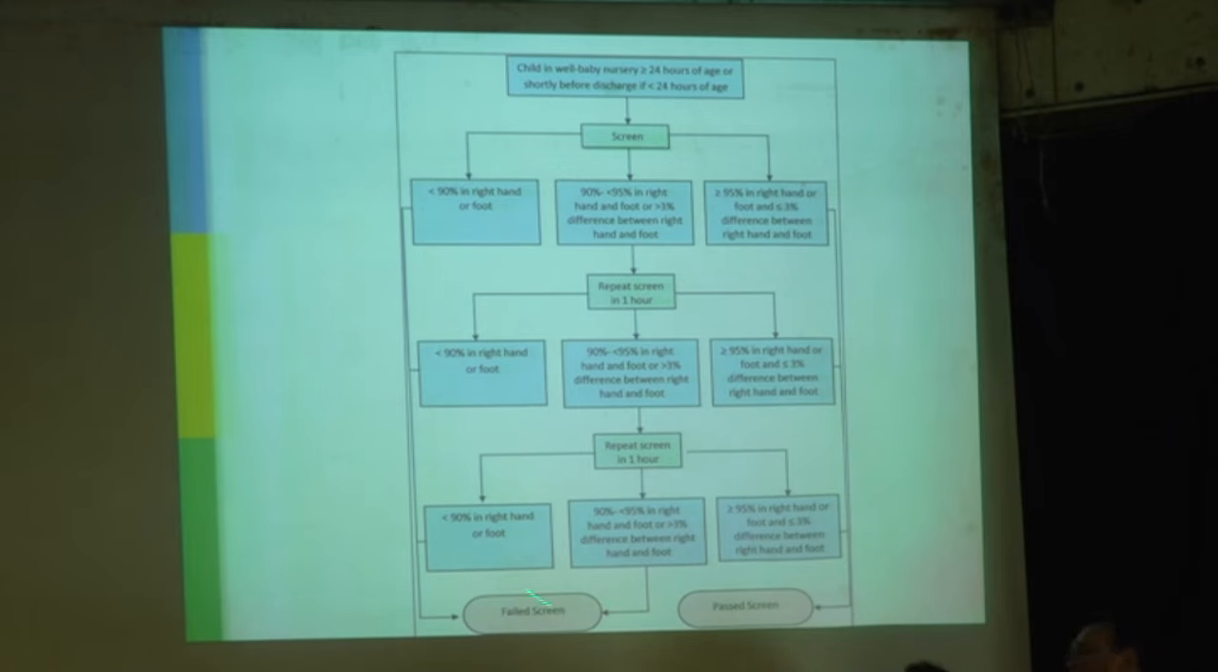The test is considered passed if the saturation in all 4 limbs is more than 90% and the difference is less than 3%. And why is it measured on the right hand? It is to measure the preductal saturation.